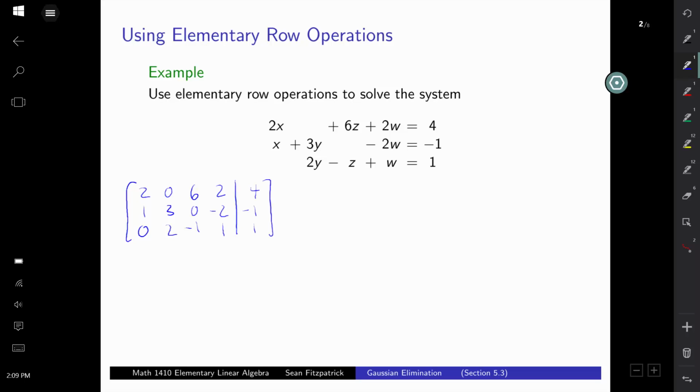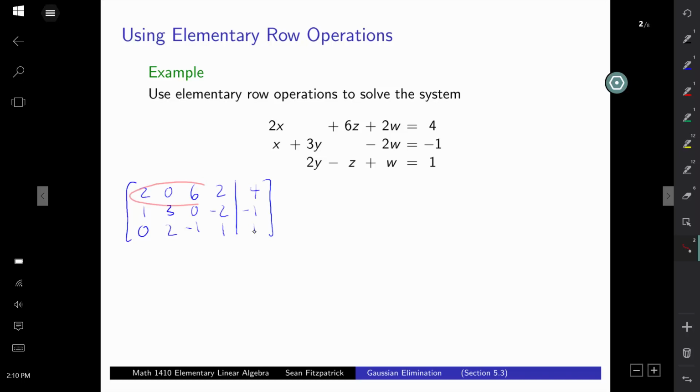Alright, so at this point I want to create a leading one. I've got two options sitting here for creating a leading one, and I can use whichever one I want. What you would like is a 1 in the upper left-hand corner. We'll see why this is useful as we move forward through the example. There are two ways to do it. I could swap row 1 and row 2, because I notice that I have this 1 sitting here, and I could swap rows to move that up.